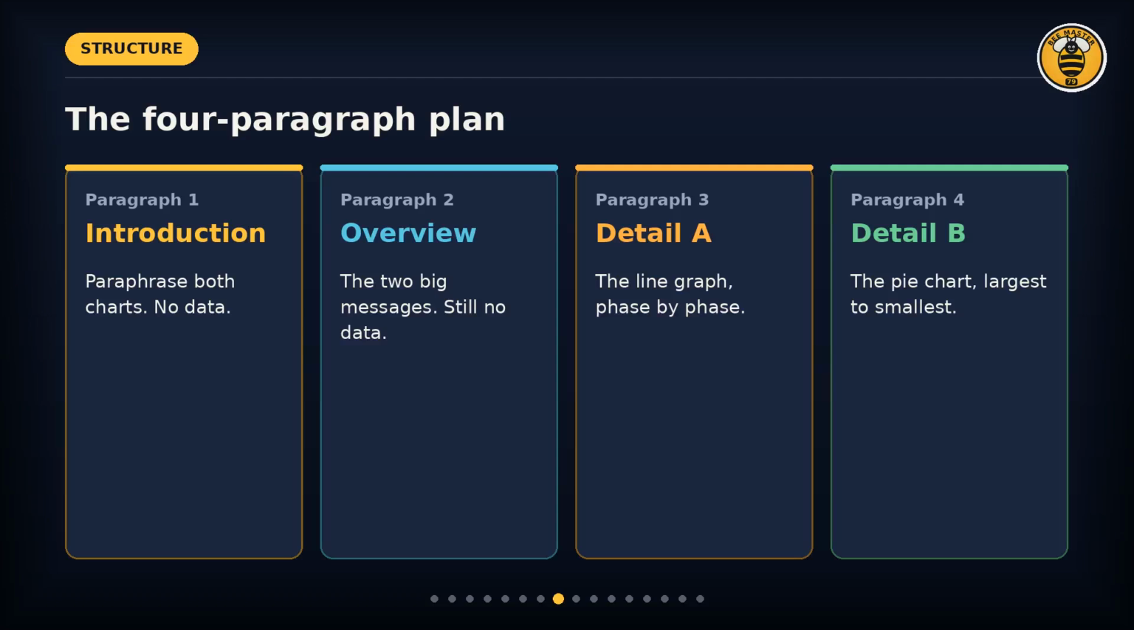Here is the plan. 4 paragraphs. Paragraph 1, the introduction, paraphrase both charts and give no data at all. Paragraph 2, the overview, the 2 big messages, and still no data. Paragraph 3, the line graph, phase by phase. Paragraph 4, the pie chart, from largest to smallest. That structure alone protects your task achievement and your coherence scores.